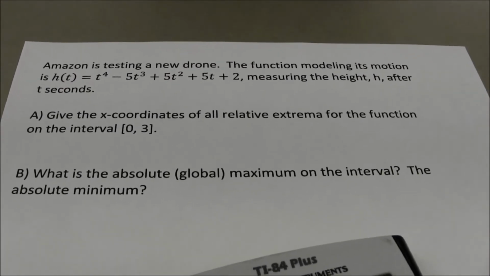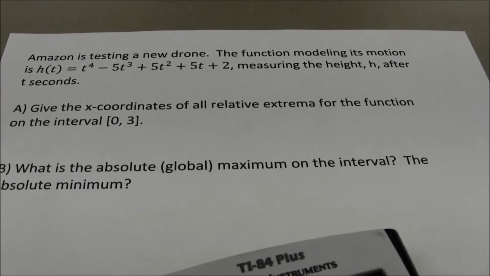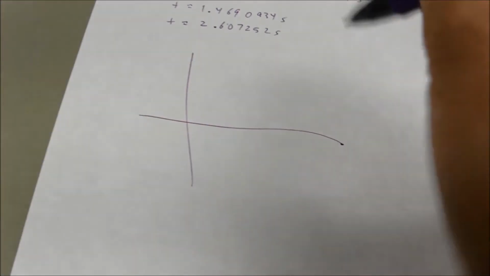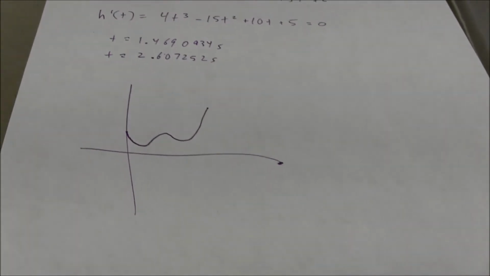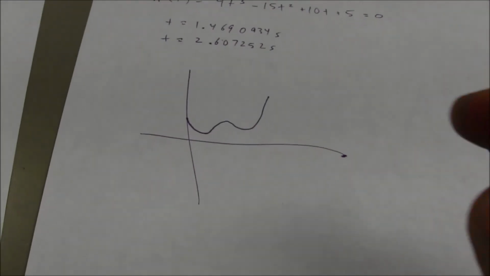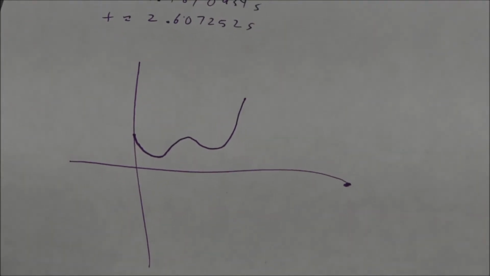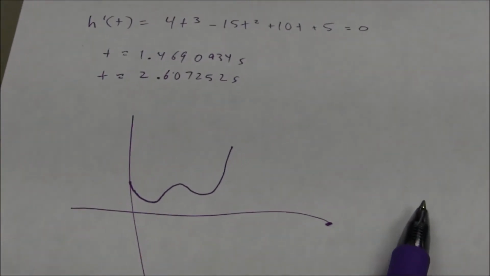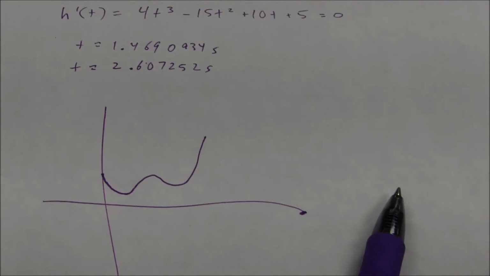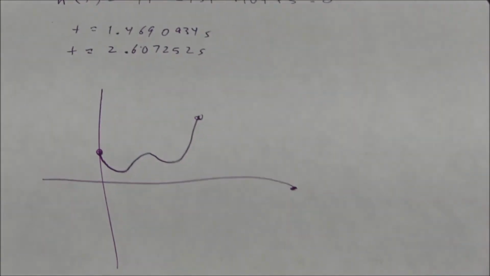The second part asks for the absolute maximum on the interval and the absolute minimum. If you remember, this function was doing something kind of like this. I think it was coming in and it was doing this and it was going back up. It's not exactly what it was doing, but anyway, it's doing that kind of thing. The main point here is I need to check any of the places where there was a relative minimum or relative maximum. I also need to check the endpoints because it's possible that the endpoints could be the highest or lowest values.